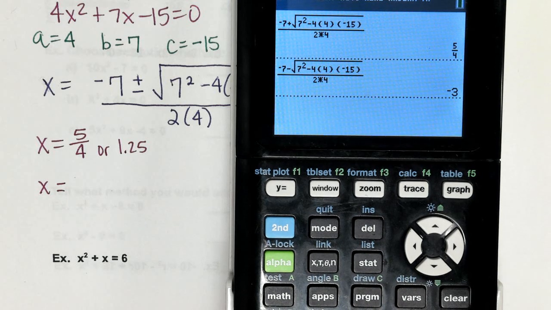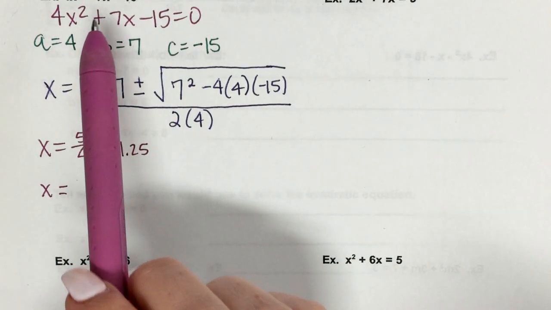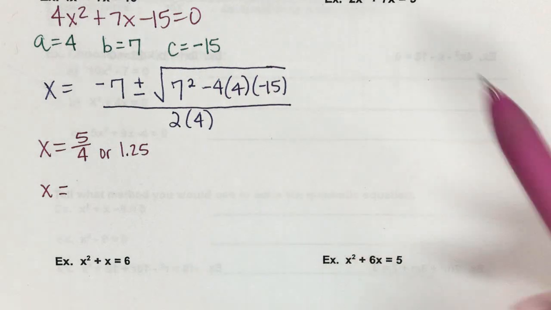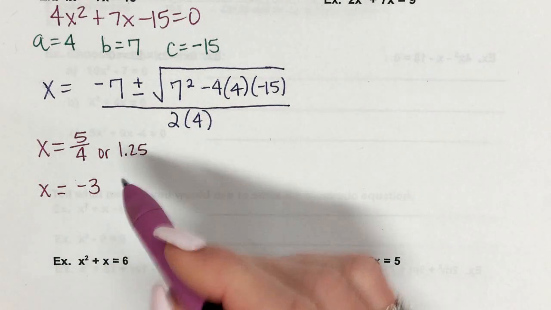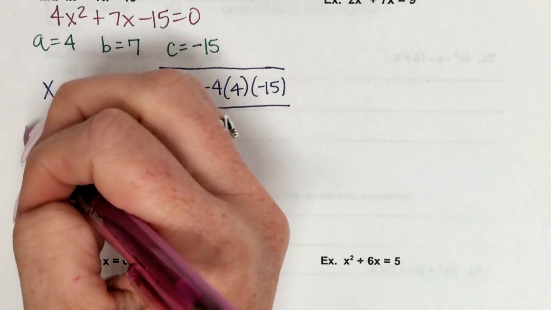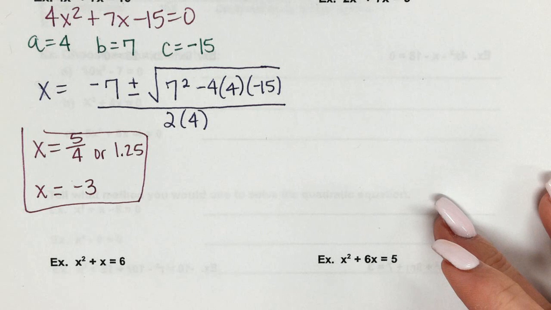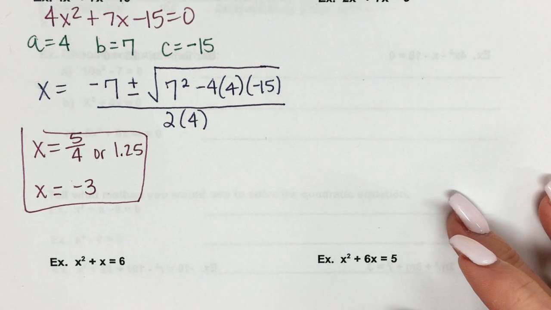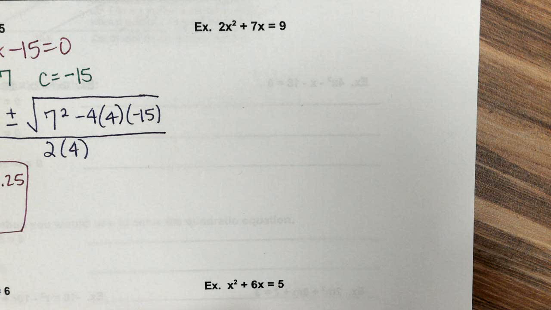So if I was to graph this equation, it is going to intersect on the x-axis at negative 3 and positive 1.25. Easy? It really isn't hard. If you don't have a graphing calculator, this is going to work every single time. But you've got to learn this way. All right, let's do the next one.